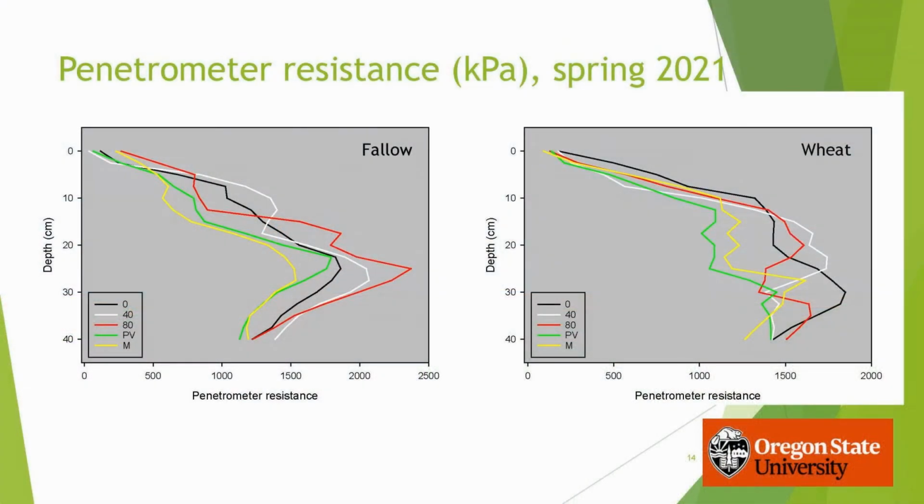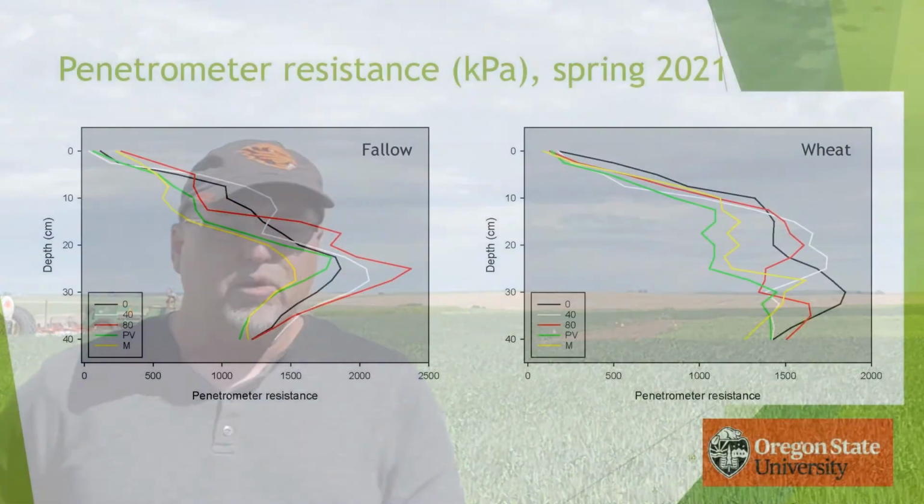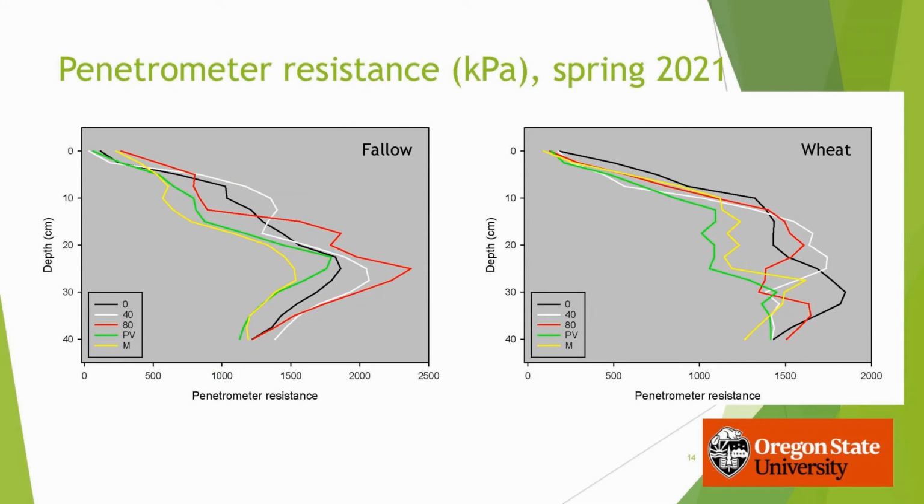Last piece of data that we're going to show is the penetrometer resistance, and to me this one might be one of the more interesting graphs from the presentation, because it shows how organic amendments are a good way to improve the soil compaction conditions and the soil structure. If you see from these lines, both in the fallow plots and in the wheat growth plots, there's a higher penetrometer resistance starting at about 6 inches down to 12 inches. There's a hard layer there.